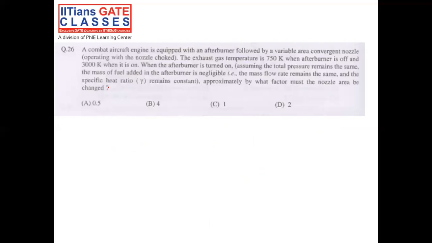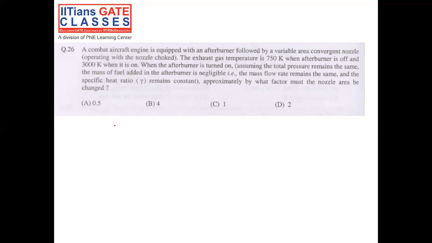Next question. That is, a combat aircraft engine is equipped with afterburner followed by a variable area convergent nozzle operating with the nozzle choked. So the exhaust gas temperature is 750 Kelvin when the afterburner is off, and 3000 Kelvin when the afterburner is on. When afterburner is turned on, assuming the total pressure remains the same, the mass flow of fuel added in the afterburner is negligible. Then approximately by what factor must the nozzle area be changed?